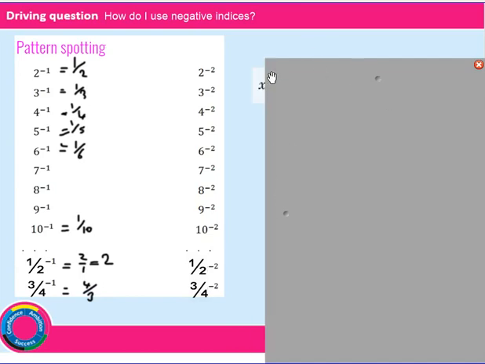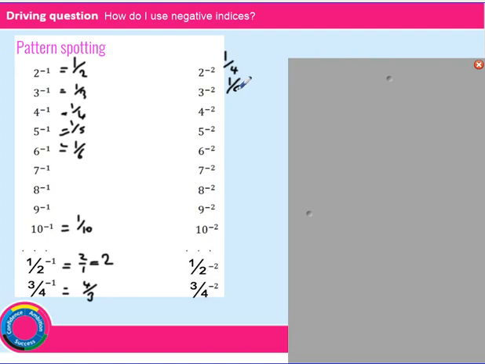Okay, let's try some pattern spotting here then. 2 to the power of negative 2 is 1 over 4, 1 over 9, 1 over 16, 1 over 25. What do we think this one would be? 1 over 36, 1 over 49, 1 over 64, 1 over 81, and 1 over 100.